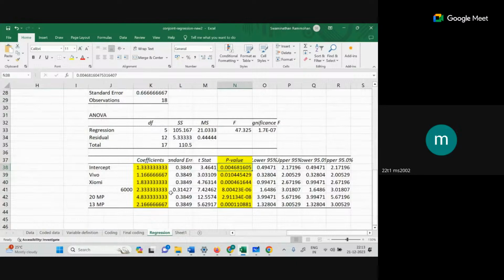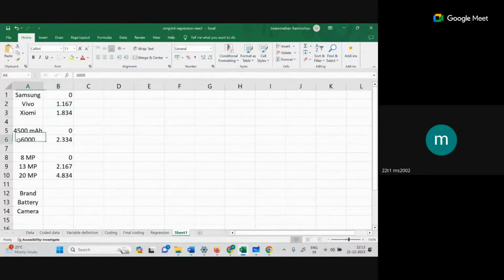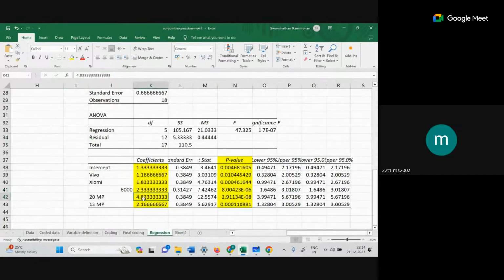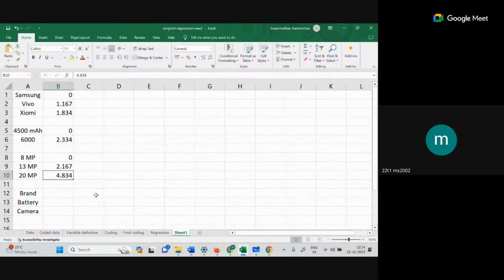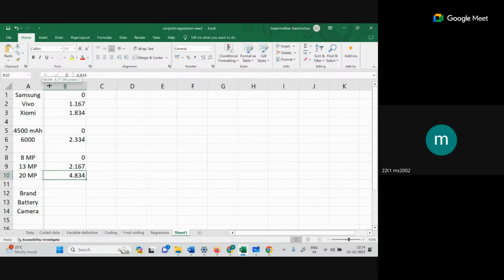Let's go to beta. What is the value for 6000 battery? 2.33. 6000 battery, it is 2.33. Next, what is the value for 20 megapixel camera, the beta associated with it? It is 4.834, right? So now I'm having Samsung, Vivo, Xiaomi, and I'm having the respective betas for them computed through linear regression, right? So next, what do we do? From this, what do we do?